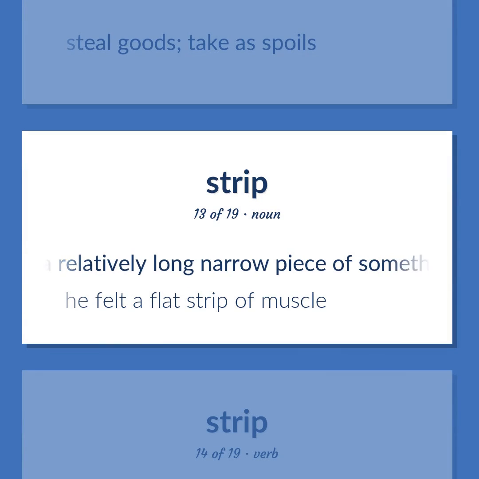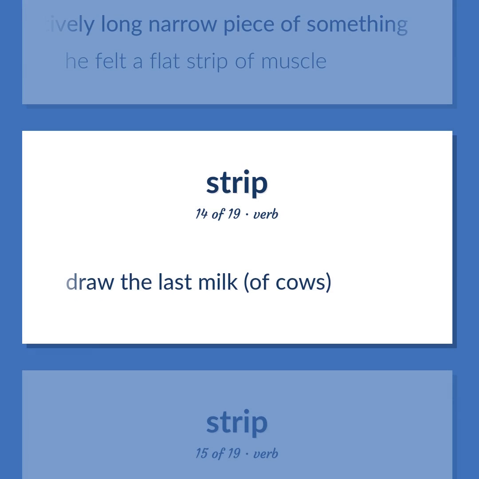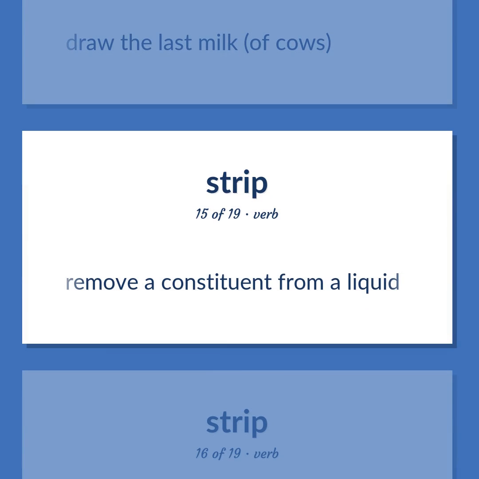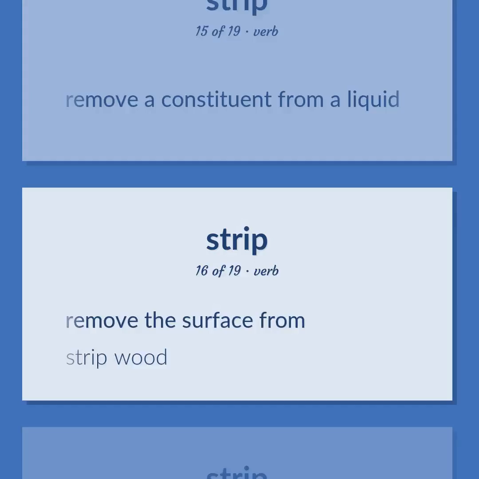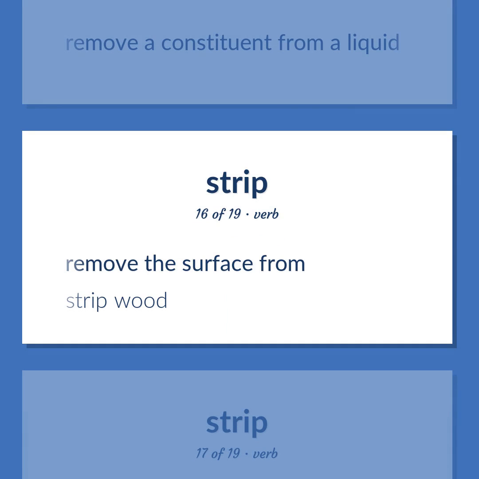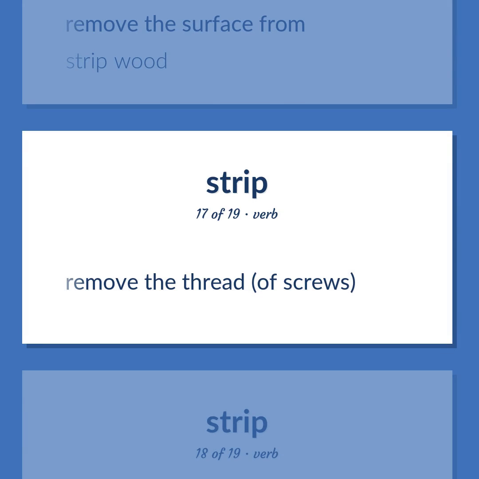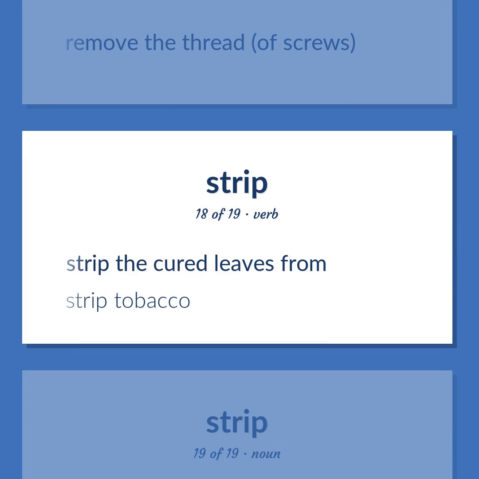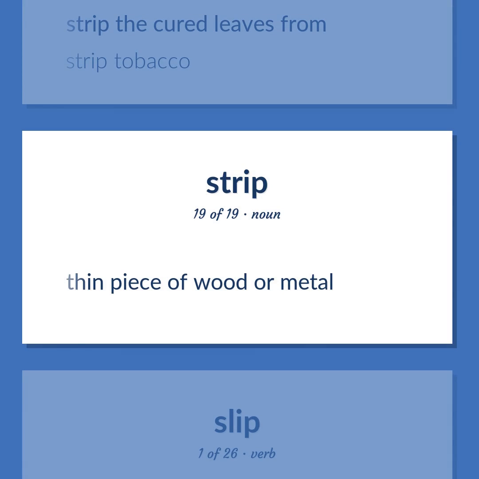A relatively long narrow piece of something. He felt a flat strip of muscle. Draw the last milk, of cows. Remove a constituent from a liquid. Remove the surface from. Strip wood. Remove the thread, of screws. Strip the cured leaves from. Strip tobacco. Thin piece of wood or metal.